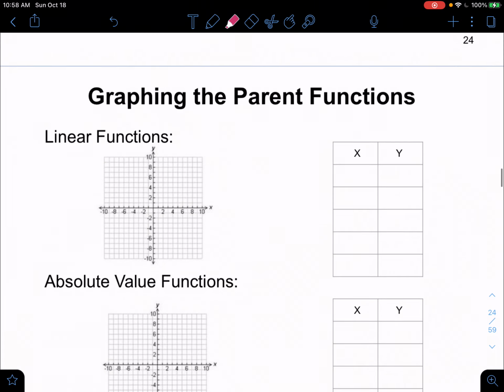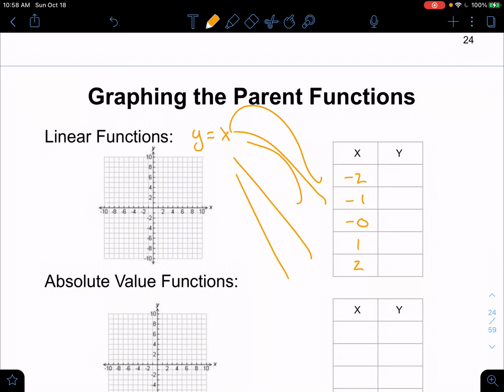So our first parent function, or the most basic one, is our linear one. And again, this is when y is just equal to x. So looking at this, it's pretty basic to make a table for these. Again, you pick input values, and you simply take those input values and plug each of them into your function up here and see what comes out for y.